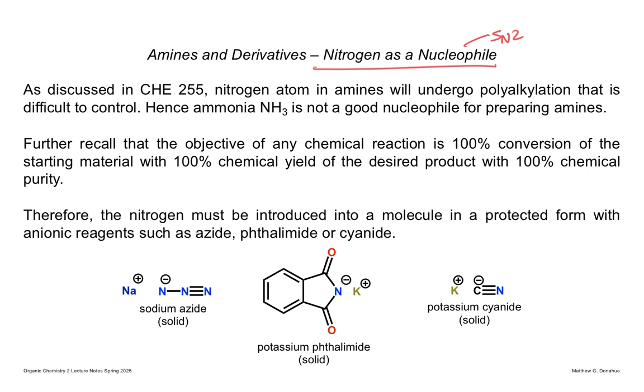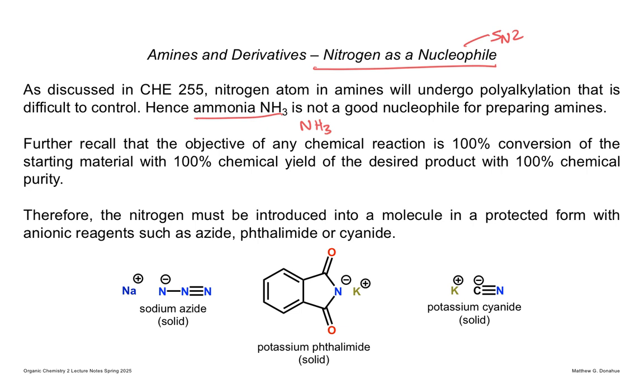A couple of things to note. They're all salts. So sodium azide, potassium phthalimide, and potassium cyanide. Notice with cyanide, the nitrogen is not the nucleophile, it's the carbon. The reason that these reagents exist is because ammonia, which is NH3, ammonia is not really a good nucleophile to introduce nitrogen.